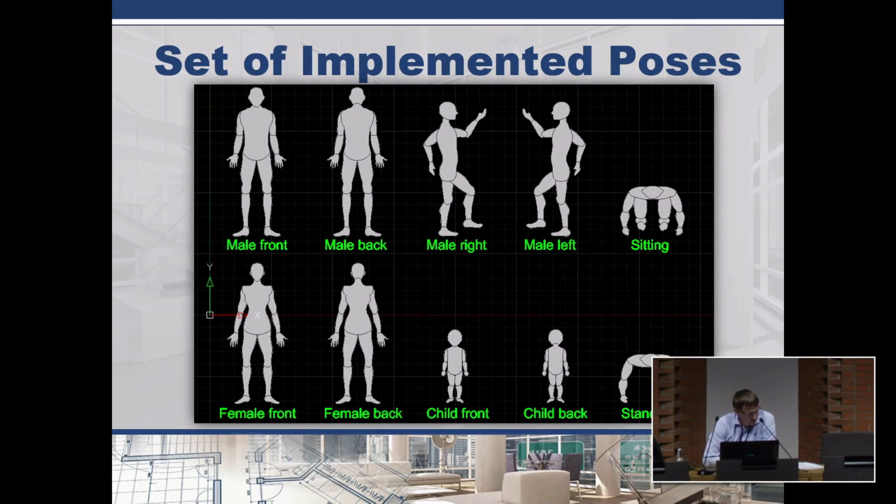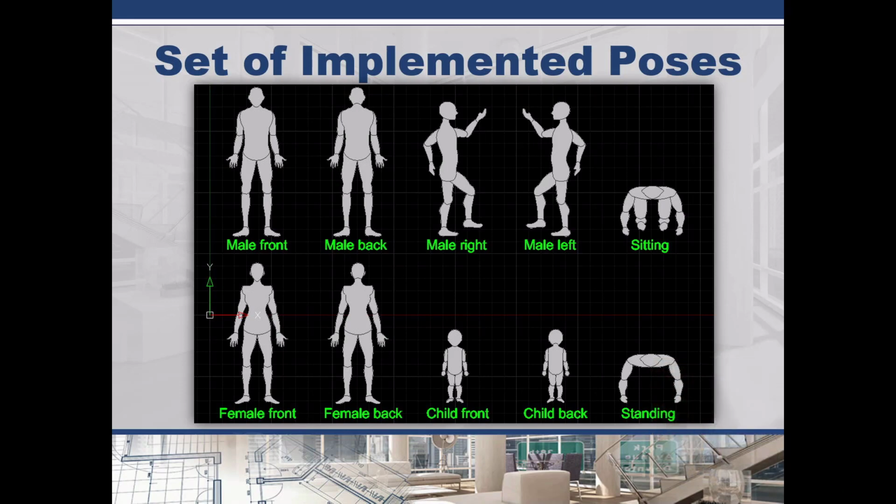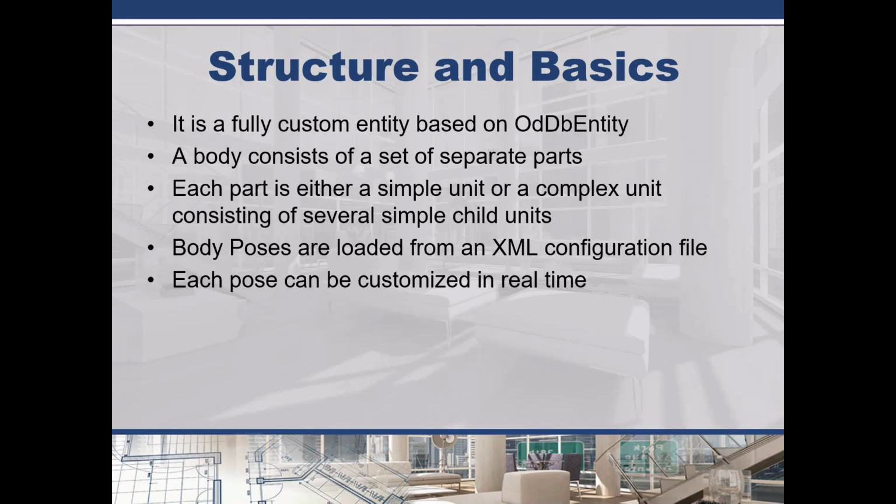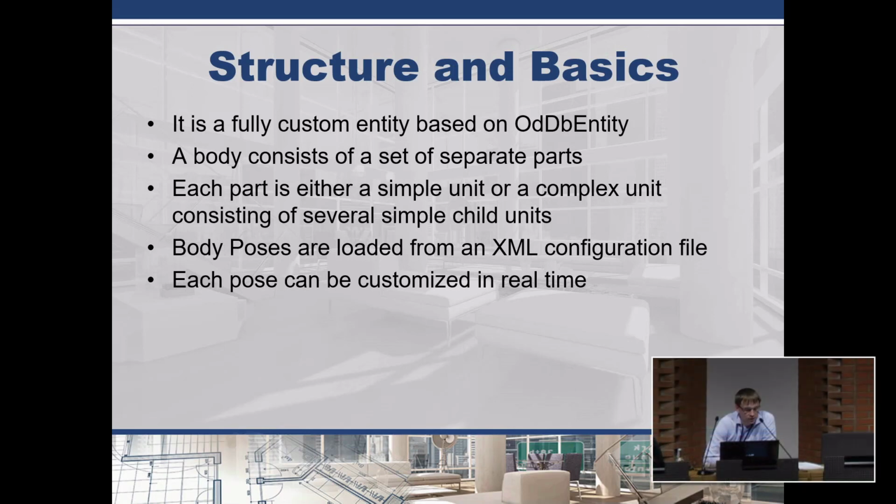We have implemented the following set of body poses: male front, male back, male right, male left, and so on. All of these poses have similar inner structures and behavior. How are they built? First, it is a custom entity based on the ODDB entity class. Second, a body consists of a set of separate parts. Each part is either a simple unit or a complex unit consisting of several simple child units.